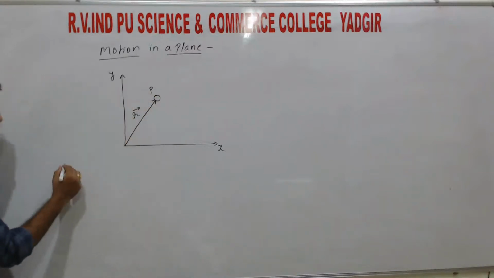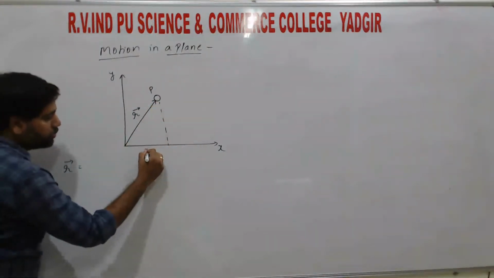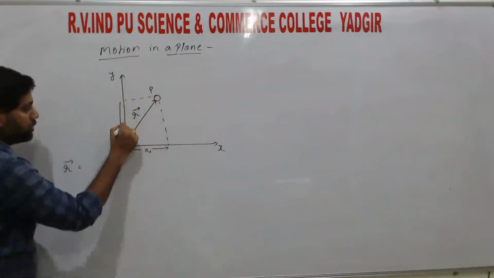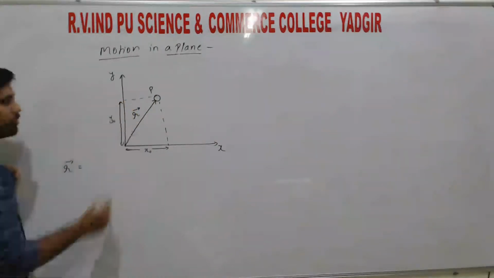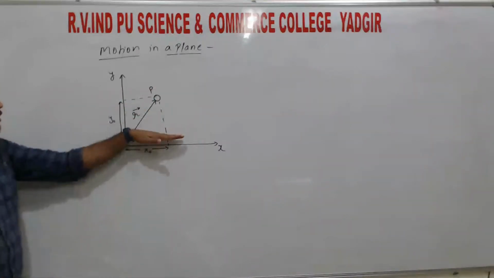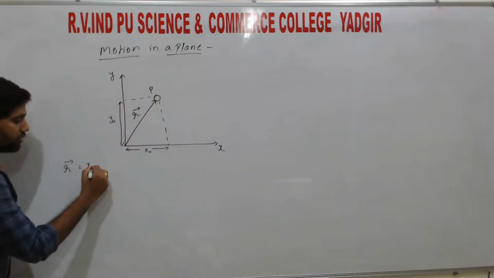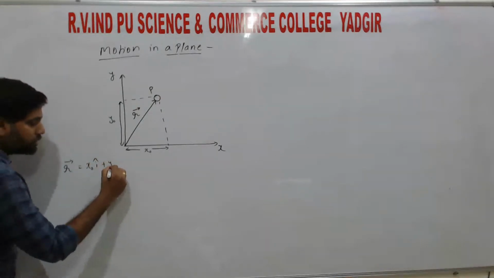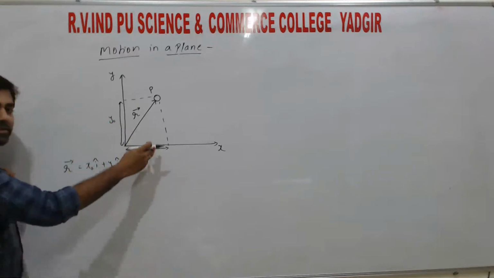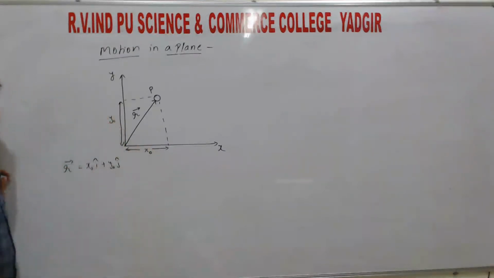Now the position of the particle R, by components, this one we take as x naught, and along the y-axis this distance is y naught. That means the object is at a distance x naught from the y-axis and y naught from the x-axis. So that can be written as vector R equals x naught i cap plus y naught j cap. This is our reference, you can take anything, either x, x1, x2, x3. Since we are starting from 0, that one is x0 and this one is y0.